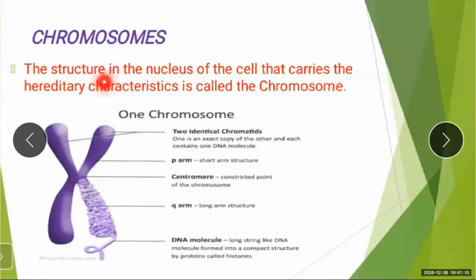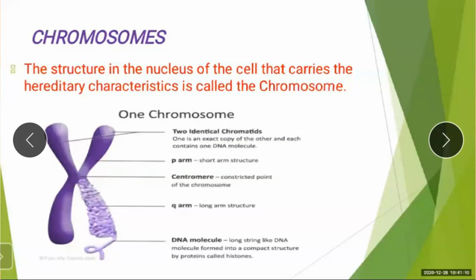In this picture, you can see the purple X form. What is it? It is a chromosome. Each chromosome is made up of DNA. How does it look? It appears in a jumbled shape. Midway during cell division, you can see the upper part, two identical chromatids, like a V. One is an exact copy of the other, and each contains one DNA molecule.